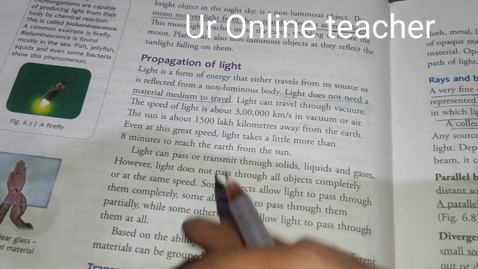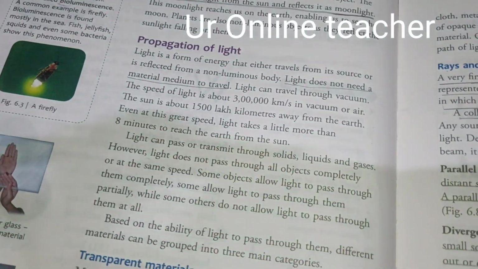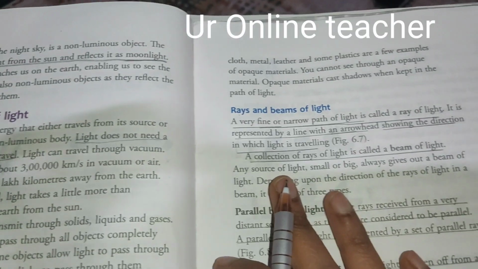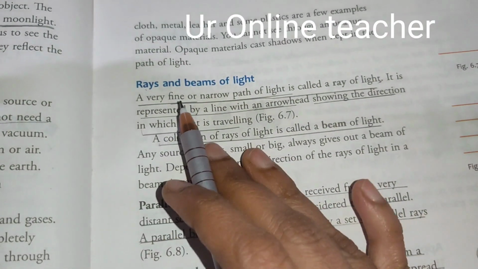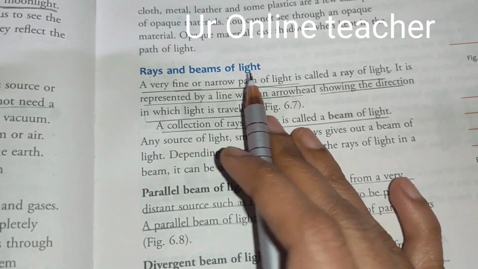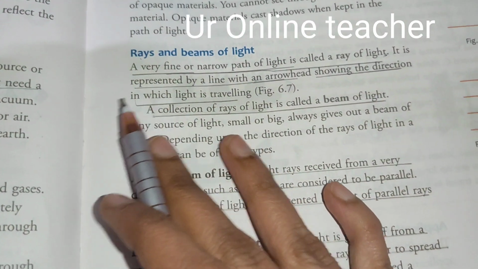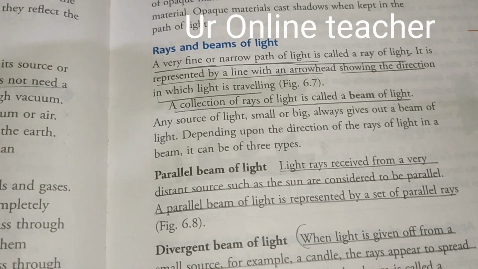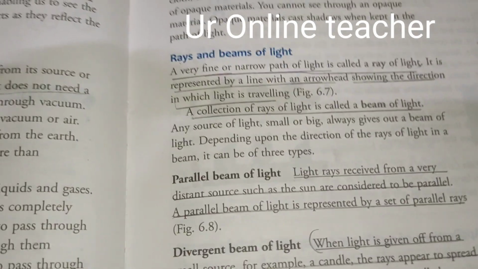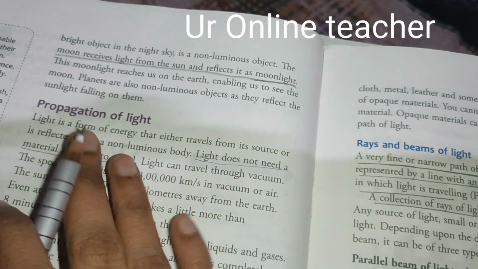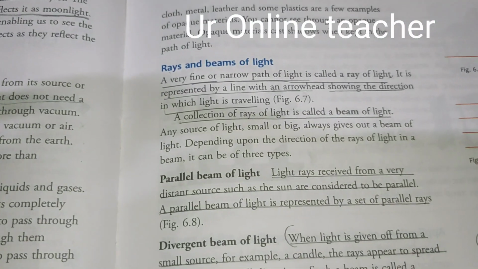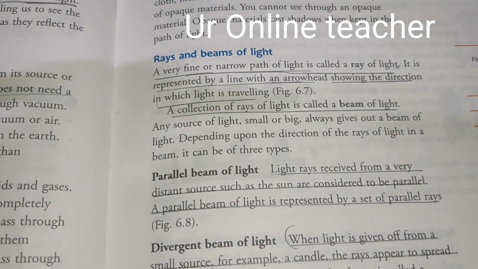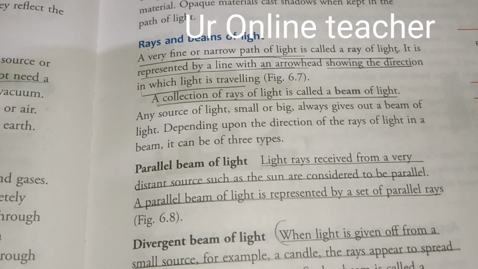So now we understood how the light propagates or travels. Then, light rays and beam of light. Let's see what is a ray. Ray means a very fine or narrow path of light. What is its route? Here we saw how it travels. So the route we are seeing here, a very narrow path of light, is called ray of light.